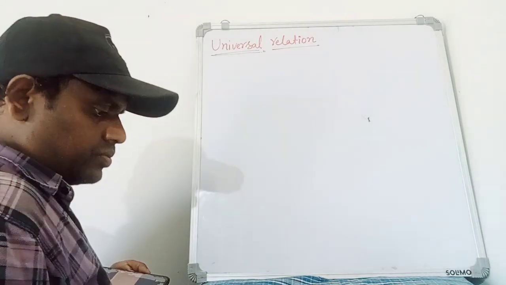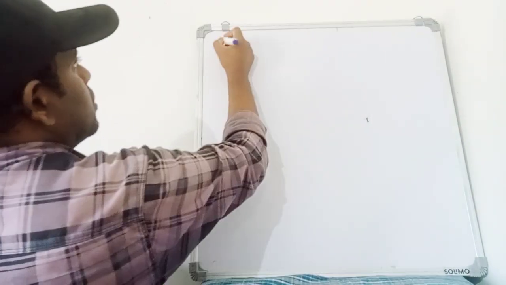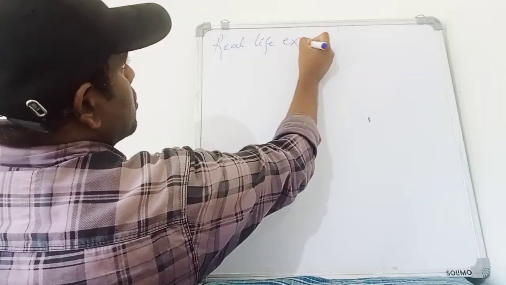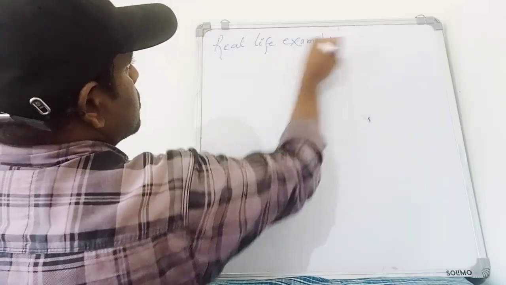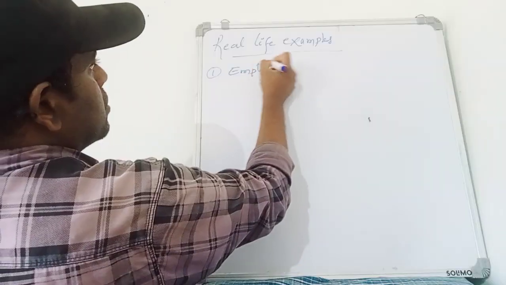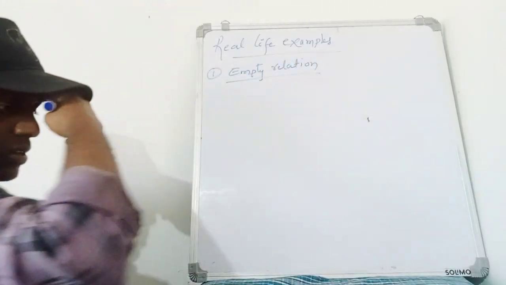First, real life examples. First, for empty relation. Okay.